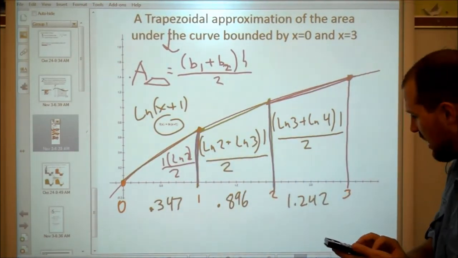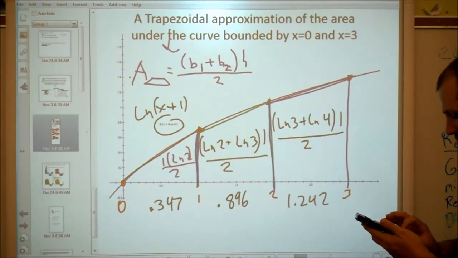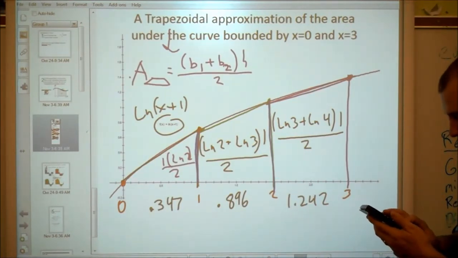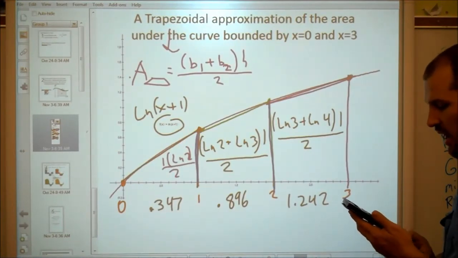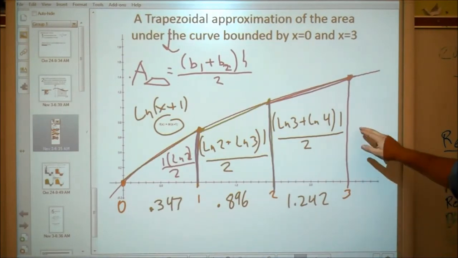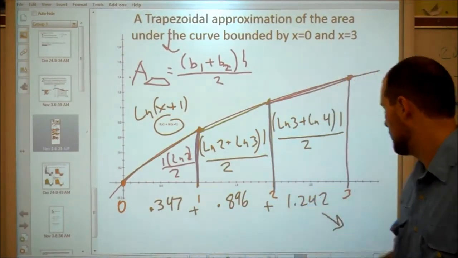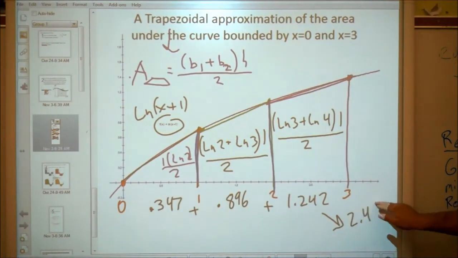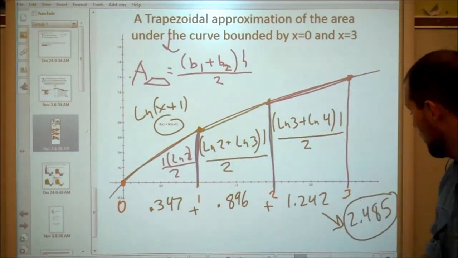Now we're going to add those together. So 1.242 plus 0.896 plus 0.347, and I have 2.485. And I hope we believe that's a pretty good approximation, because visually it looks really, really promising.